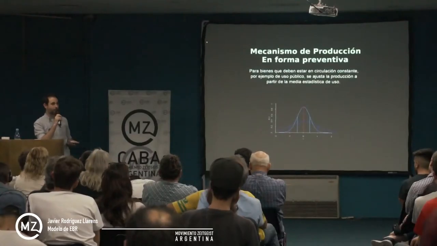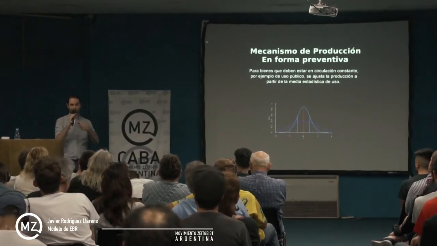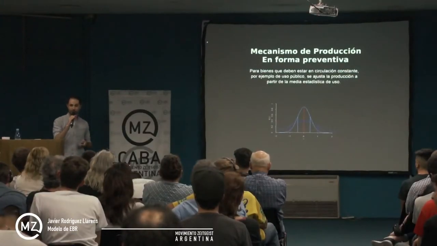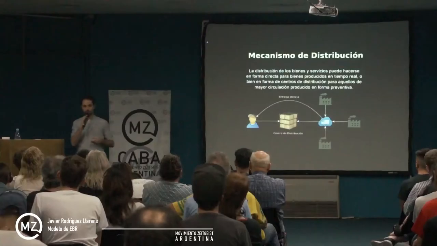This is not something that I came up with. This is what banks do with the minimum cash requirements. This is what internet providers do. They just use the mean use statistics in order to reduce costs. And this also reduces the use of resources, unlike the monetary system, where each person should buy their own car, although most of the time they keep it parked outside. So this is part of the shared economy. The distribution mechanisms can happen in real time.